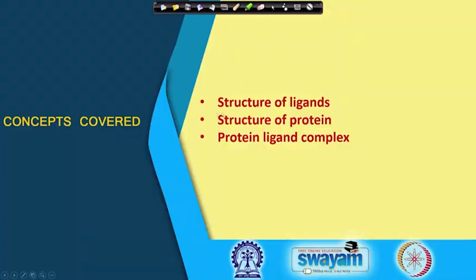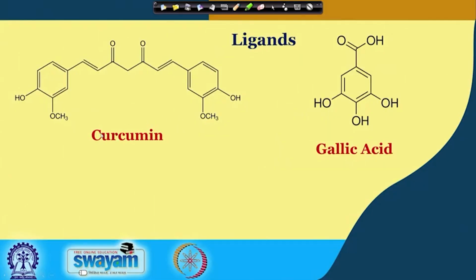and show you how we can structurally analyze the protein ligand interaction. I will show you just the structure of the ligands, the structure of the protein, and the protein ligand complex. Now we have taken two ligands. The first ligand is curcumin and the second ligand is gallic acid. The structure of these two compounds most of you might be familiar with.